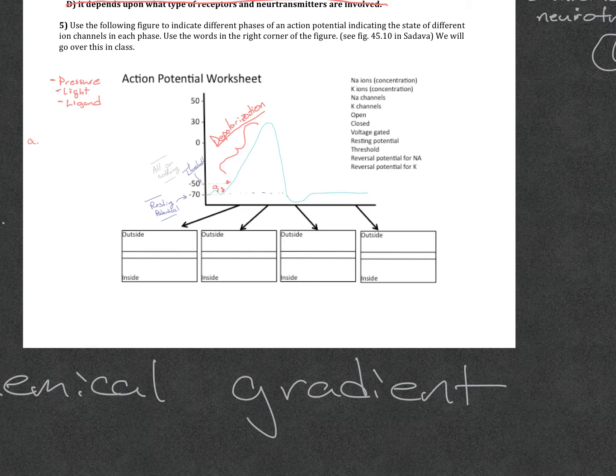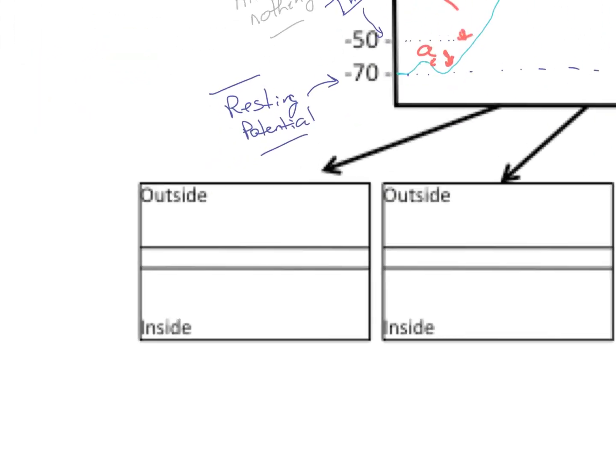So we can label that as sodium ions, voltage gated channels open, the electrical potential becomes more positive as sodium ions rush in.